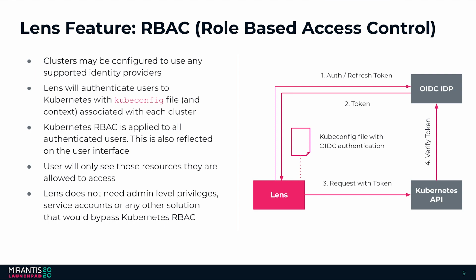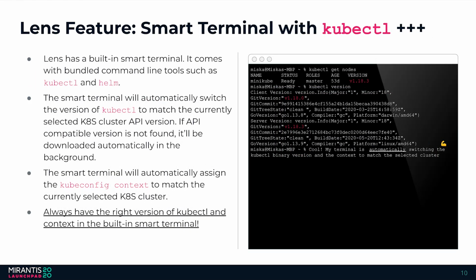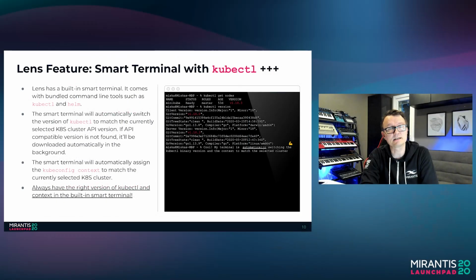Next, we have a smart terminal. Lens has a built-in smart terminal. It comes with bundled command line tools such as kubectl and Helm. It's different from your native terminal because the smart terminal will always have kubectl command available, and it will automatically switch the version of kubectl to match the currently selected Kubernetes cluster API. If API compatible version is not found, it will be downloaded automatically in the background.